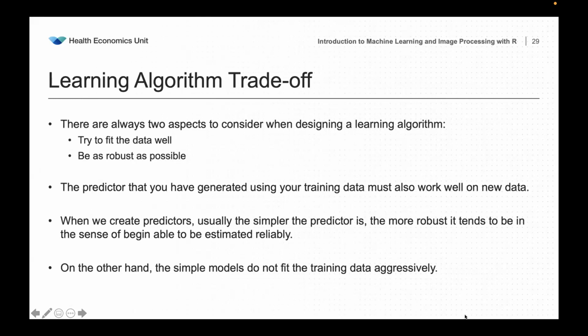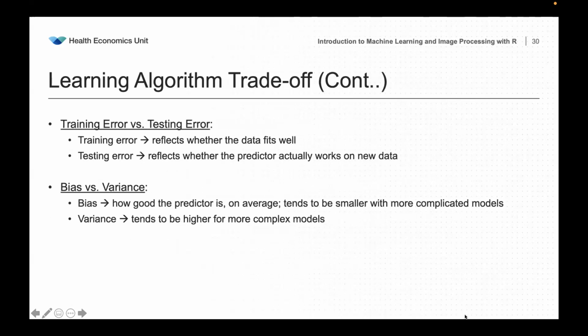exercise. As I said, there is always a trade-off between the models. In that trade-off, you also have to consider your training error and the testing error. There are two kinds of possible errors you can face, and these are the majority of errors.